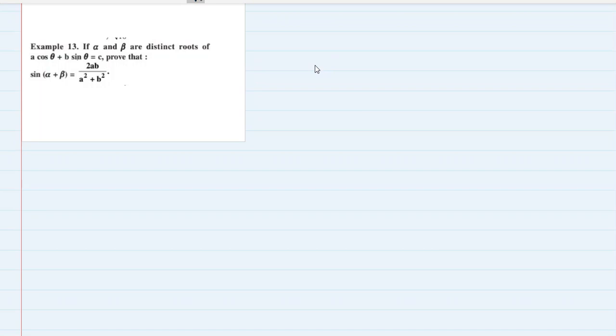If alpha and beta are the distinct roots of a cos theta plus b sin theta is equal to c, prove that sine of alpha plus beta is equal to 2ab upon a square plus b square. So they are saying that alpha and beta are distinct roots of this equation: a cos theta plus b sin theta is equal to c.